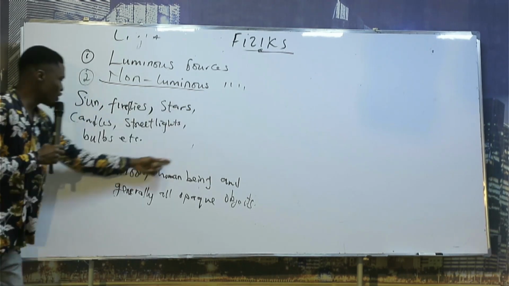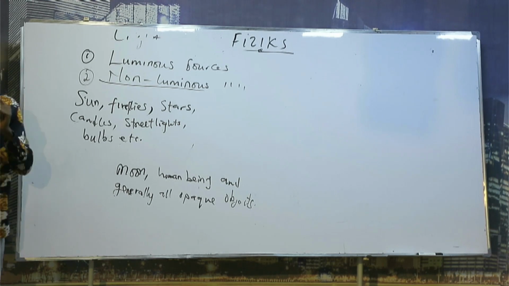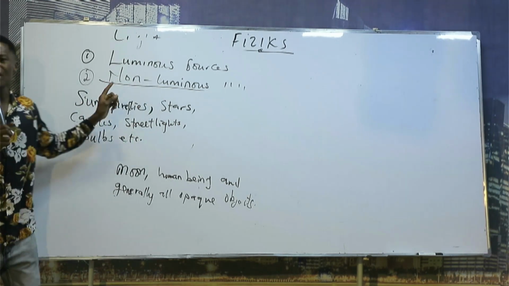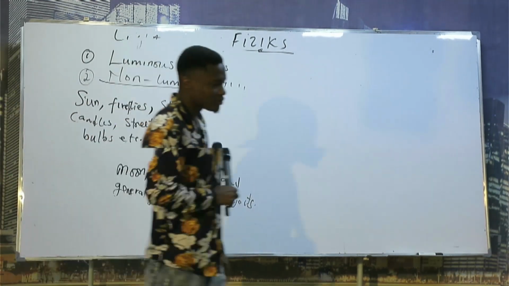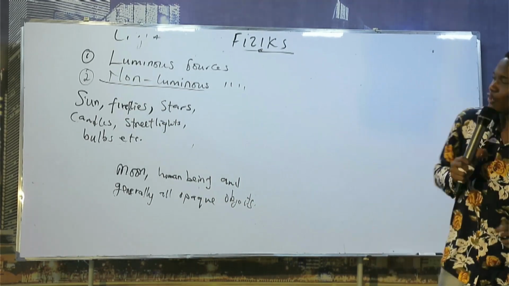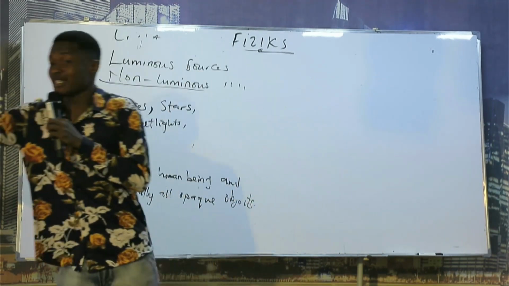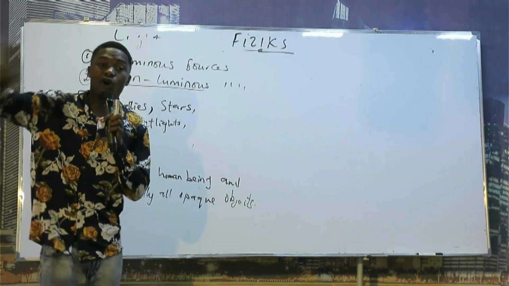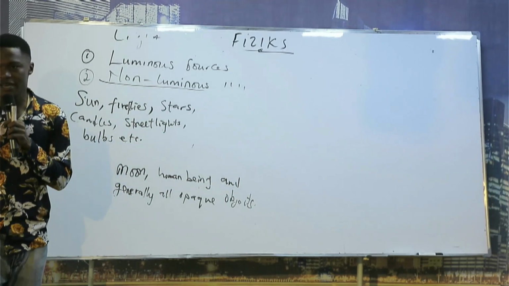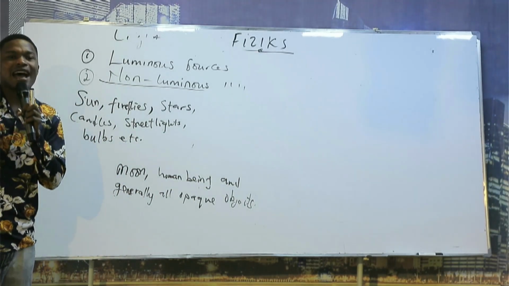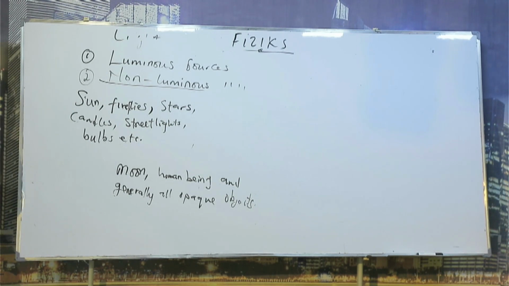So these are our examples of luminous sources. Then on the other hand, we have non-luminous. What did we say non-luminous are? They reflect light from other sources. That is the keyword here. So in JAMB, when they ask you questions about non-luminous sources, the keyword is that they reflect light from other sources. So they don't produce their own light. They don't emit their own light. They reflect light from other sources.